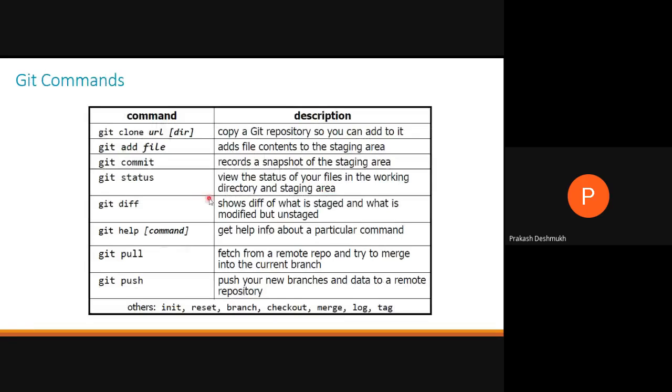What are the basic different Git commands? Basically, this is git clone URL. This is the first used command. Then add file when new files are getting created. Then commit, which goes to the staging area. Then git status will give status of the file, where it is and what is version, etc. And then git diff shows the difference of the file versions. And help obviously shows help, and pull and push to pull the code and push it to the remote repository.